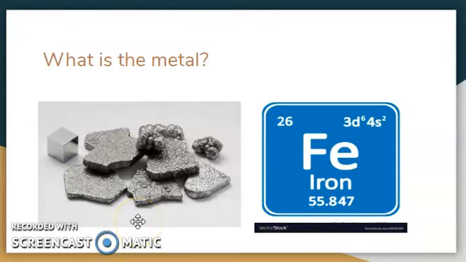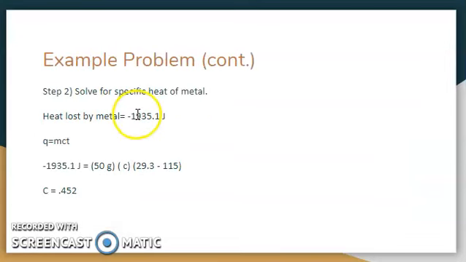And for calculations, you are not always going to be calculating specific heat, and you're not always going to be given a calorimeter problem, but you can basically use Q equals mCΔT. If you know 3 of the 4 variables, you can solve for the 4th variable.